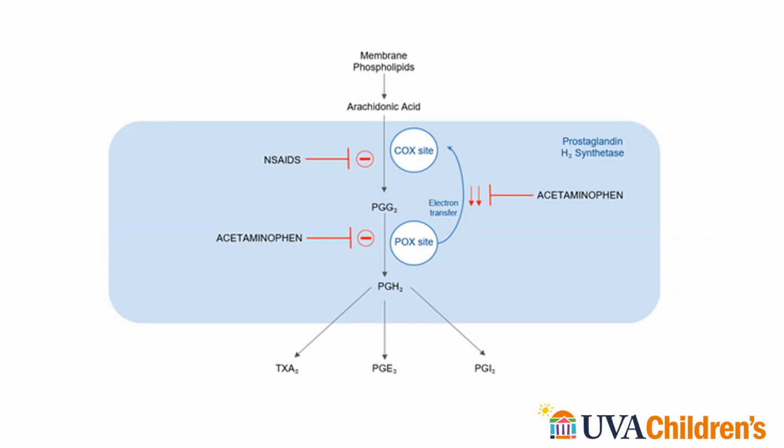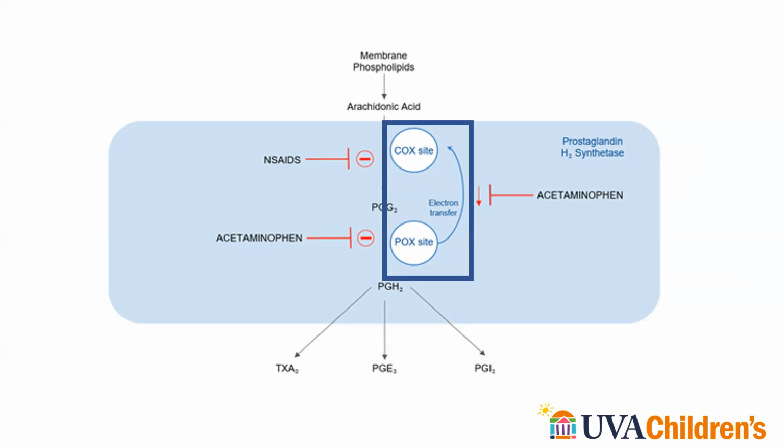So acetaminophen works by inhibiting prostaglandin synthesis by interfering with arachidonic acid metabolism via prostaglandin H2 synthase. Prostaglandin H2 synthase is responsible for breaking down arachidonic acid to prostaglandin H2 in a stepwise fashion, leading to the precursors of prostaglandin production. So first, cyclooxygenase, or the COX site, oxidizes arachidonic acid to prostaglandin G2. Peroxidase, or the POX site, subsequently reduces prostaglandin G2 to prostaglandin H2.